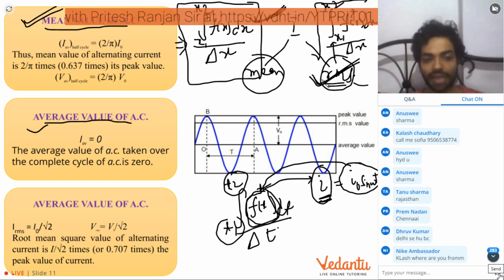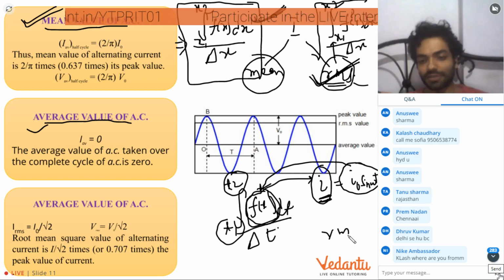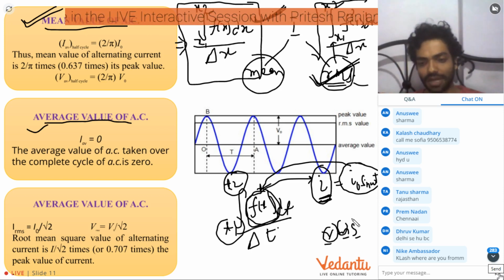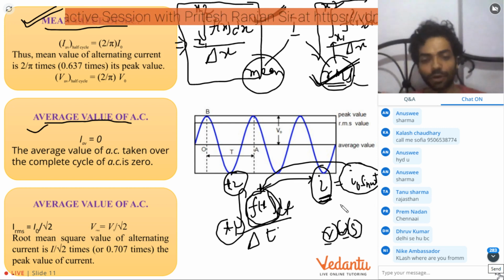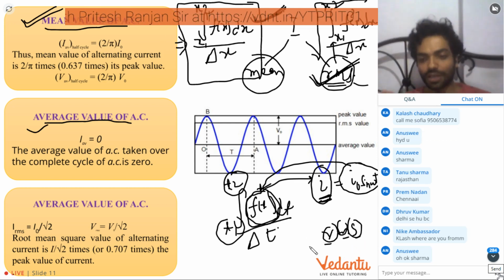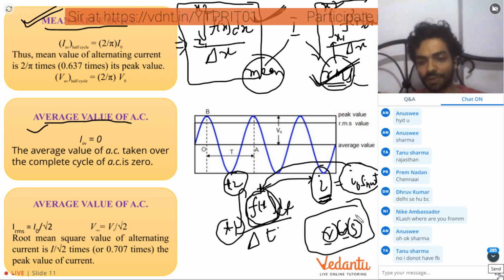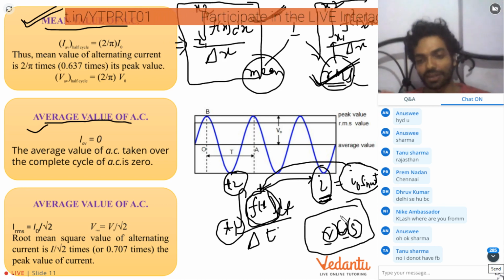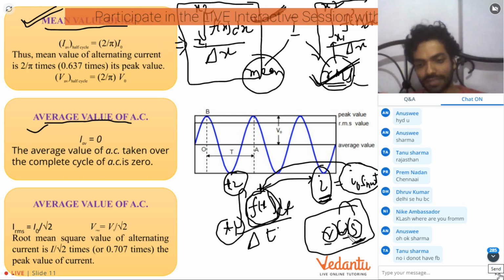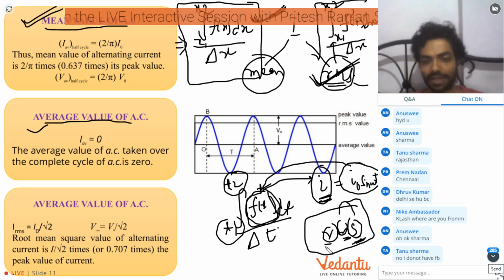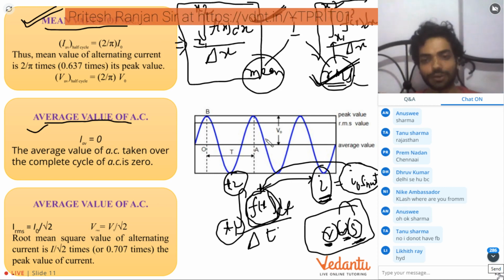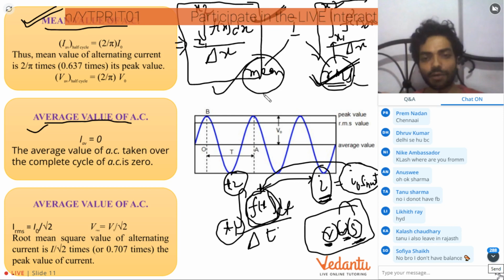Guys, I'm again repeating: root mean square. You read it from the first: R for root, M for mean, S for square. But in order to perform the mathematical operations, you have to reverse, you have to go from the back side. So first you have to square it, that is S, then you have to take the mean, and then you have to take the root of that. By this you can find the root mean square value, and by the previous formula you can find the mean value of any function.